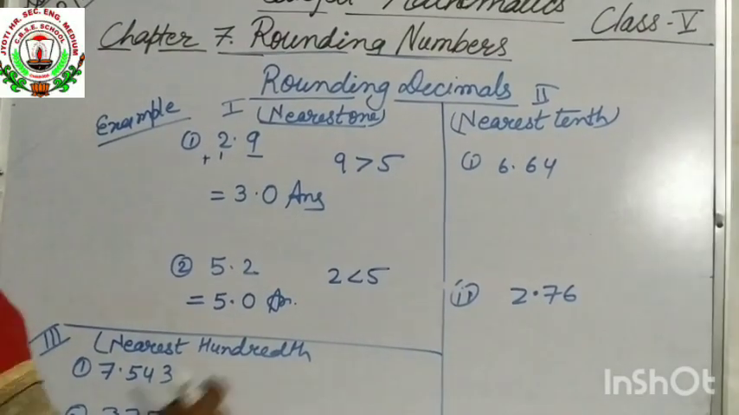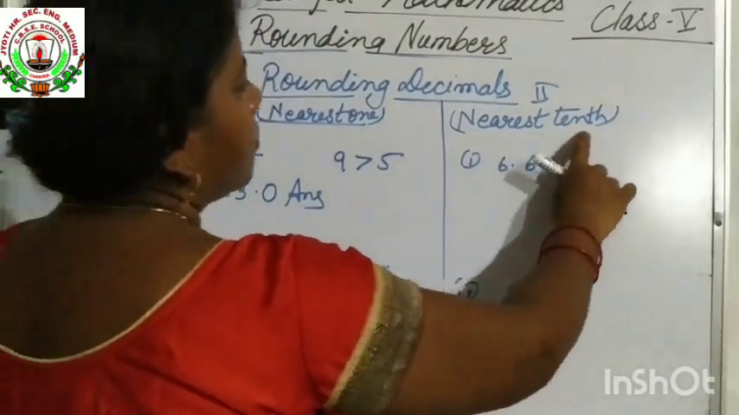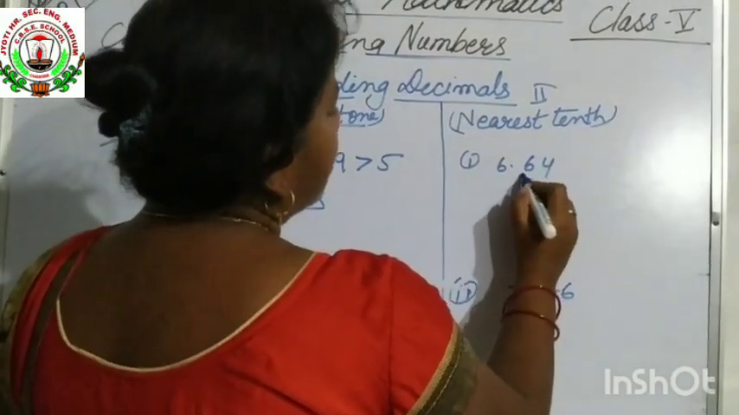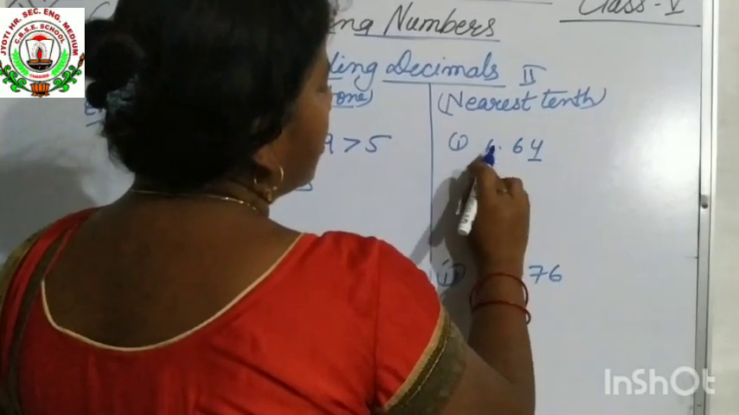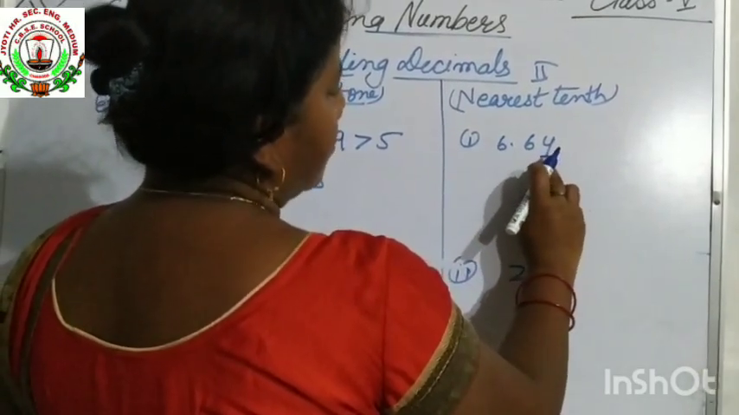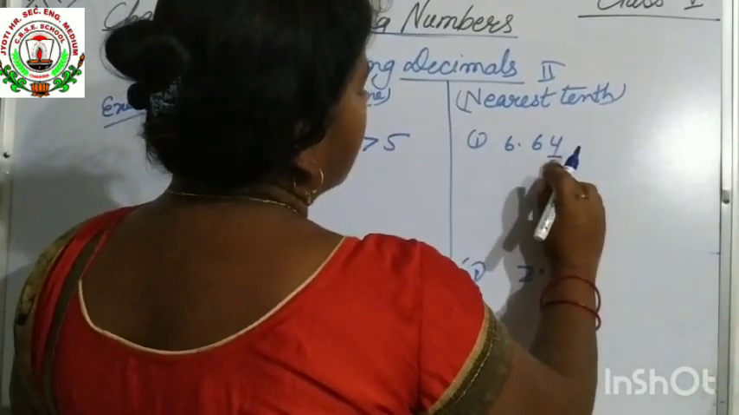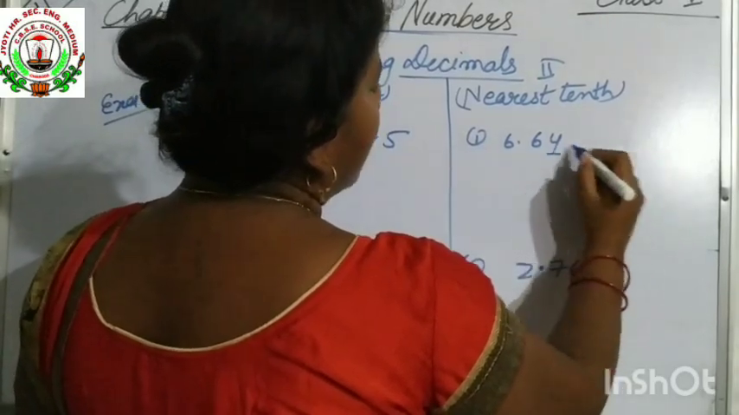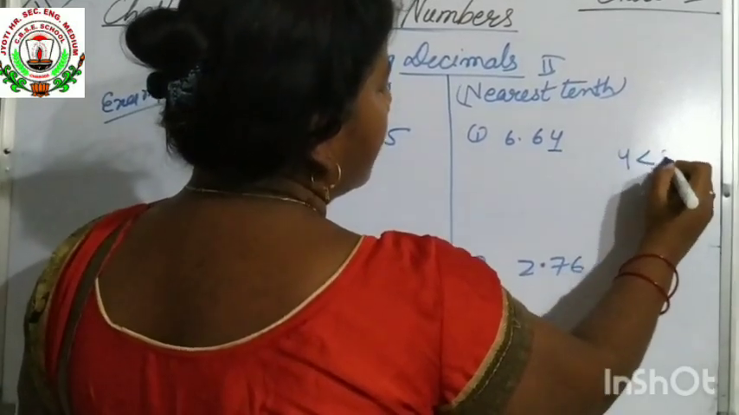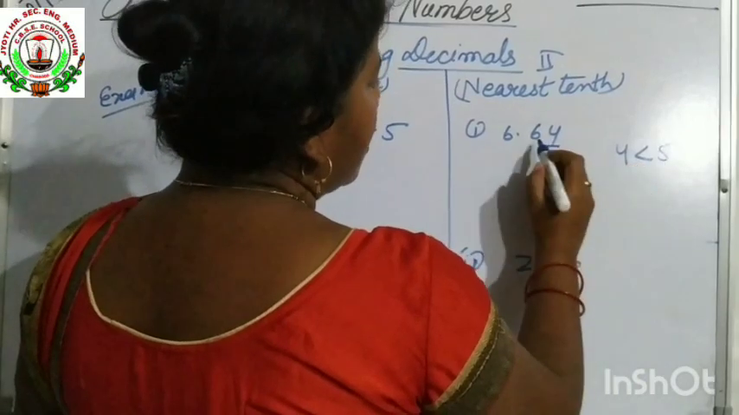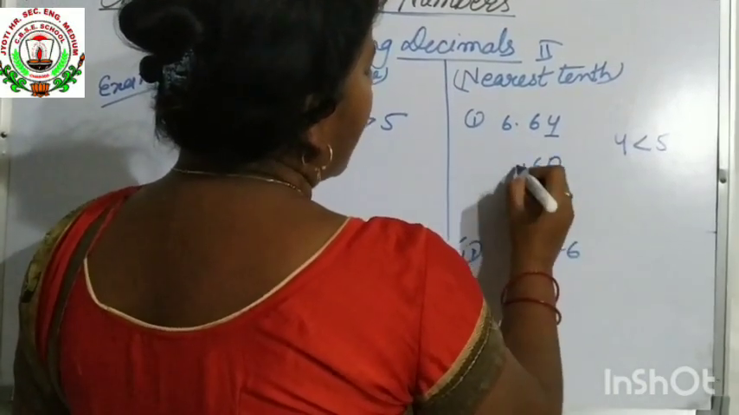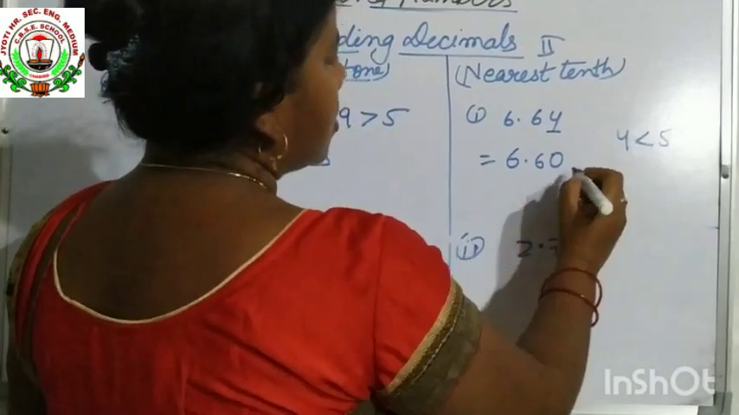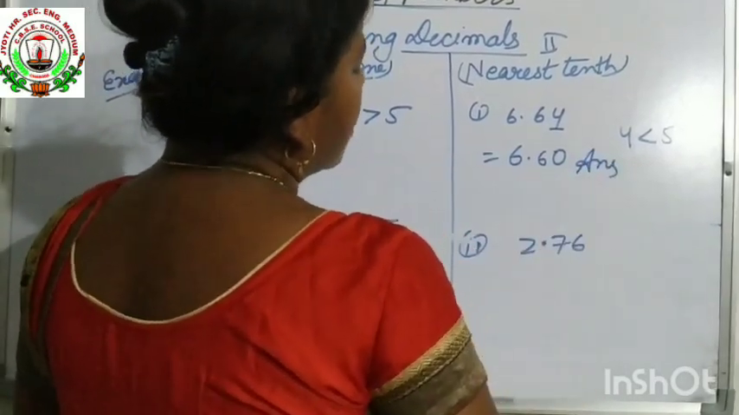Understood? Now you will see the nearest tenth. In nearest tenth, we have to round this number, so we will see the hundredths place number. This hundredths place number is 4. 4 is less than 5. So if it is less than 5, you will leave this number as it is and this digit will be 0. So it is the nearest tenth.